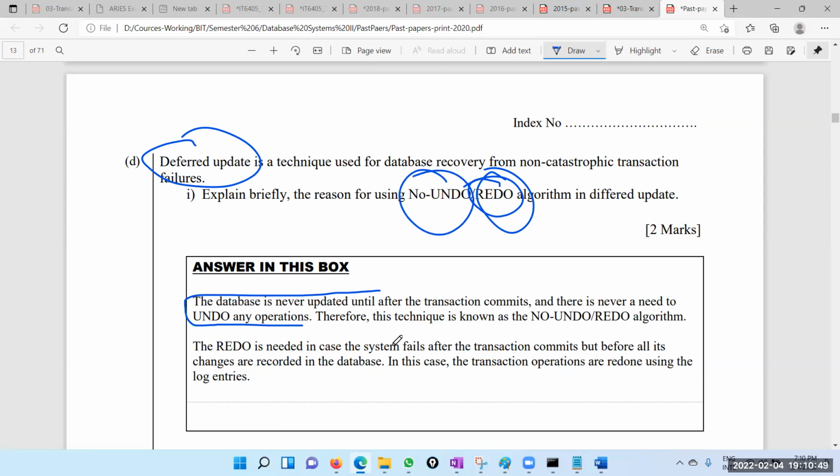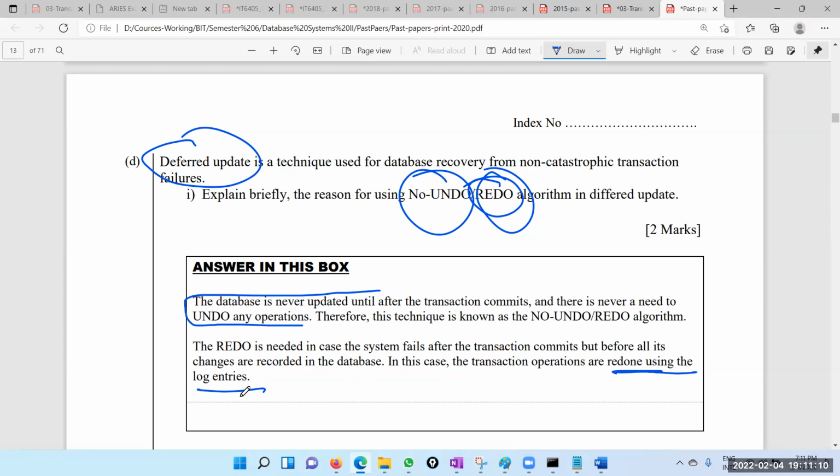Redo is needed in the case of failure after the transaction commits, but before all these changes are recorded in the database. So that means before it is flushed, the database may crash. In this case, the transaction operations are redone using the log entries. So you just have to do the redo. You don't have to do the undo.